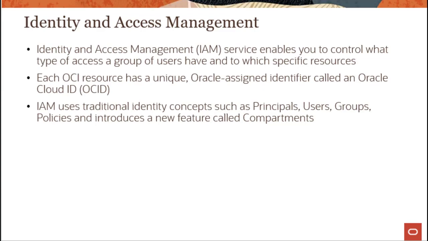Now, each OCI resource, meaning compute, virtual cloud network, all kinds of storage, and all the other resources, has a unique ID assigned to it that is called Oracle Cloud ID, or OCID. Now, IAM uses traditional identity concepts such as principals, users, groups, and policies, and it also introduces a new feature called compartment. As we talked about earlier, compartments provide you a way to isolate and organize the resources that you have deployed within your OCI account.